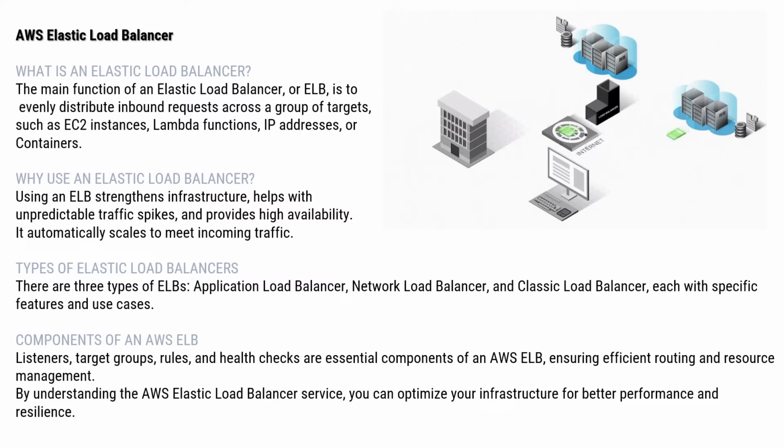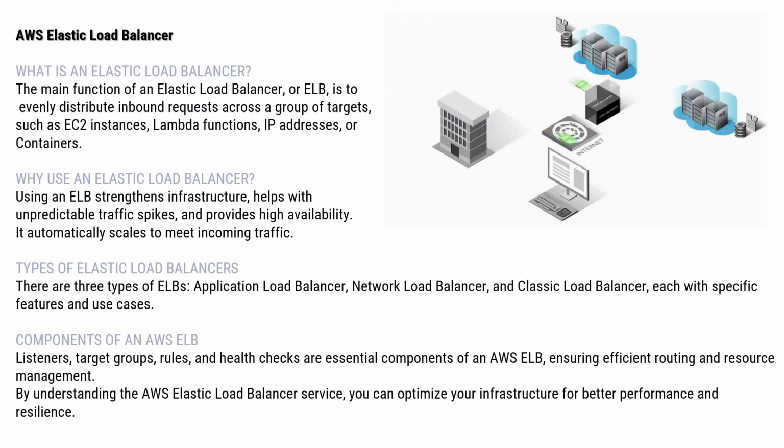So let's dive into the AWS Elastic Load Balancer service. The main function of an Elastic Load Balancer, or ELB, is to evenly distribute inbound requests across a group of targets, such as EC2 instances, Lambda functions, IP addresses, or containers. Using an ELB strengthens infrastructure, helps with unpredictable traffic spikes, and provides high availability. It automatically scales to meet incoming traffic.